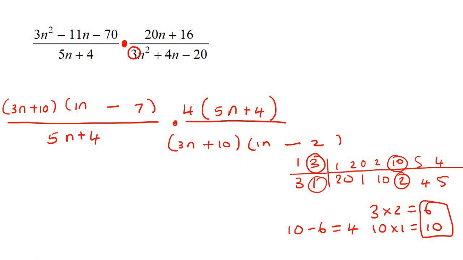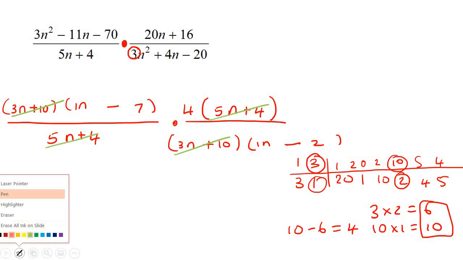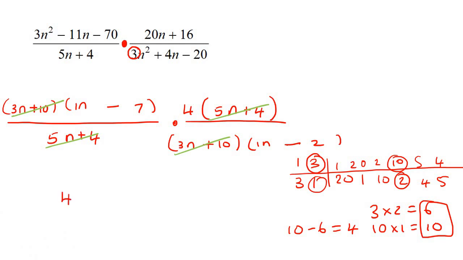There we go. Now we need to just cancel things that are the same at the top and the bottom. So for example, 3n plus 10 cancels with 3n plus 10. 5n plus 4 cancels with 5n plus 4. And so all that we're left with at the top is 4, and then there's an n minus 7. At the bottom, we're left with an n minus 2.